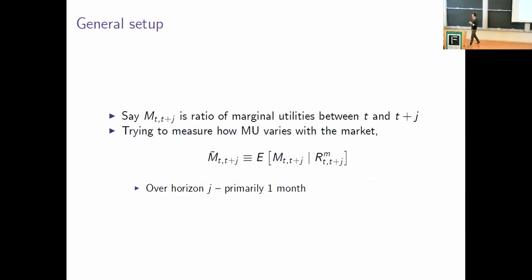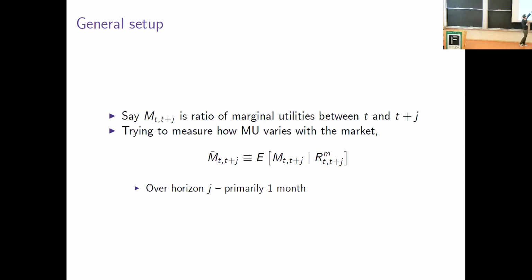Okay, so here's our setup. We're going to say that this M between two dates, T and T plus J, is the ratio of marginal utilities. That can also capture these differences, and any distortion in probabilities will also be baked into this M. And what we want to measure is how that marginal utility, this M, varies with the market.